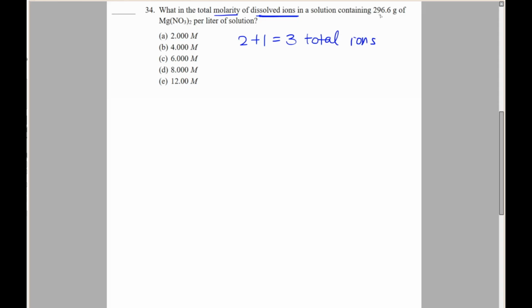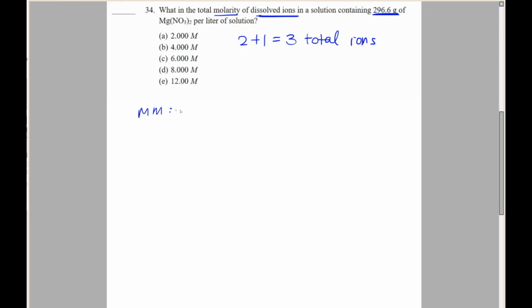We're also given that we need to find the molarity of 296.6 grams of this molecule specifically. So we need to convert everything into moles by finding the molar mass of this molecule. And then after that, we have to multiply it by 3 because there are 3 total ions that it dissolves into. So the molar mass, in your exam, you're going to have to do it by hand just by adding the molar masses of all of these component atoms. But that's a pretty simple calculation, so I'm just going to skip forward and tell you what it is.